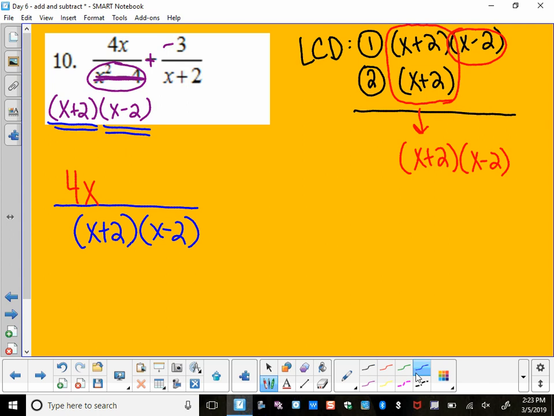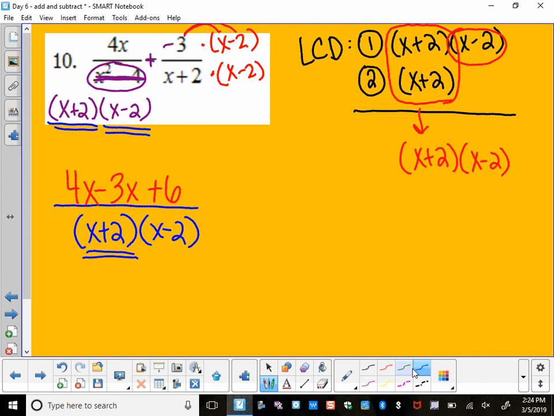Now take a look at the other one. I have x plus 2. What am I missing? X minus 2. So I'm going to multiply the bottom and the top by x minus 2. This is why I said to change your signs, because if not, you're going to forget that this negative here is a negative 3 that you have to distribute. If you just change it from the beginning, then you're not confused. So what is negative 3 times x? And it was negative 3 times negative 2. Positive signs, right?